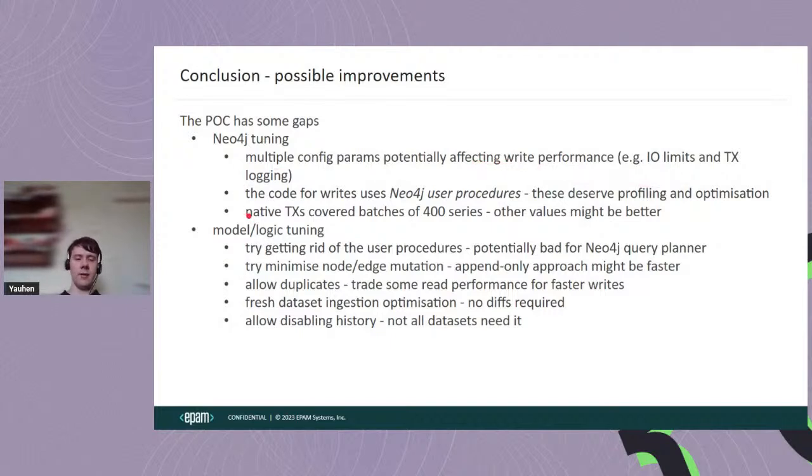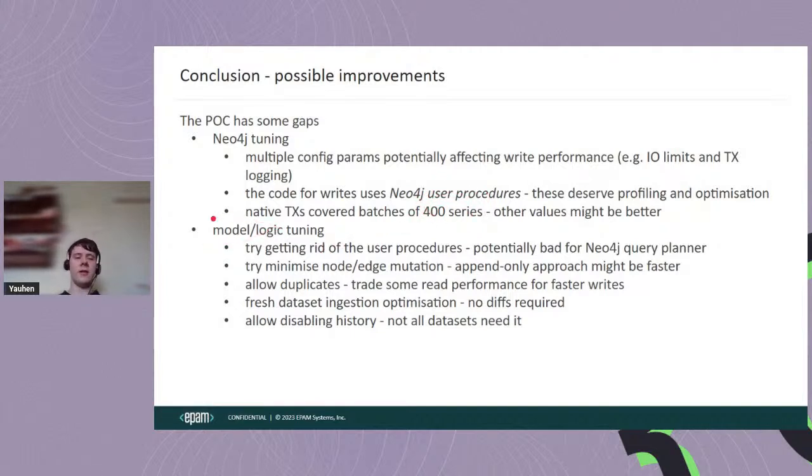Then I used just a fixed amount of series ingested per batch. 400, probably smaller batches would perform better. So I just needed more time to try different values.